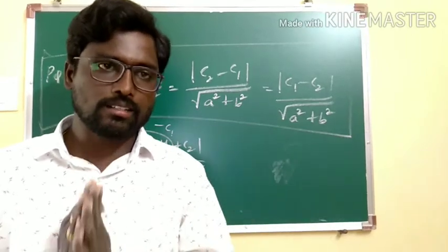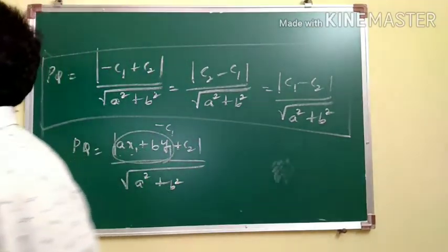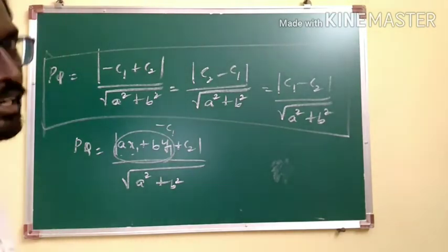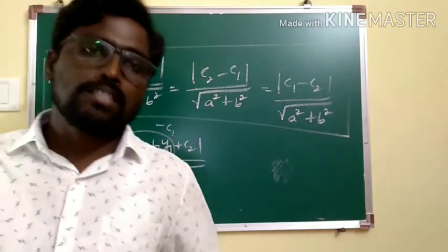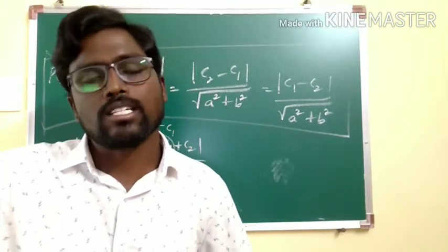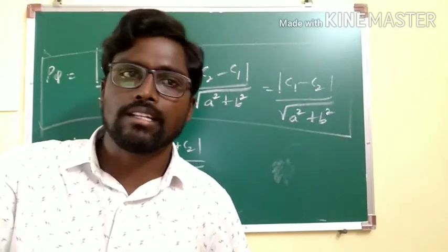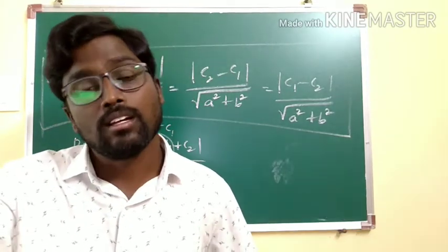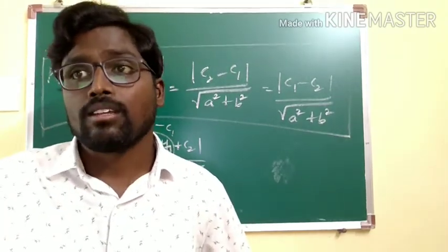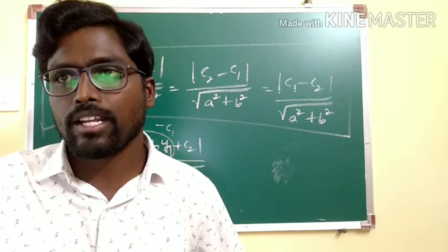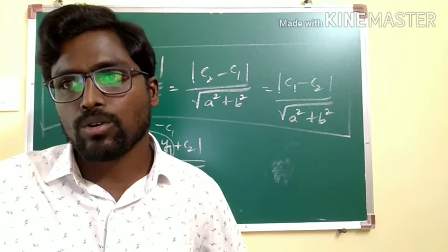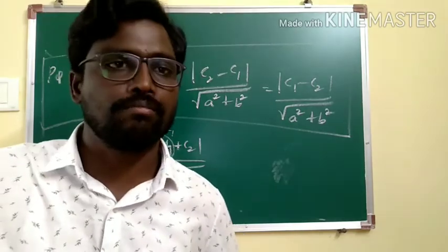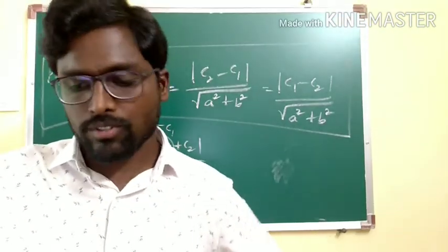Now you have got three different results. One is the distance from a point P x1 y1 to the line ax plus by plus c equal to 0 is mod ax1 plus by1 plus c by root a square plus b square. The distance from 0, 0 to the line ax plus by plus c equal to 0 is mod c by root a square plus b square. The distance between two parallel lines which are in the form of ax plus by plus c1 equal to 0 and ax plus by plus c2 equal to 0 is mod c1 minus c2 by root a square plus b square. These are the three new results which we have learnt.